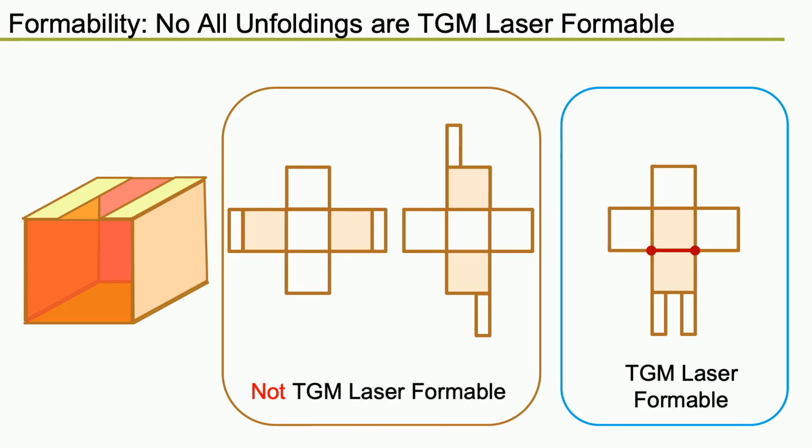Here's another example of a model similar to the cube and 3 of its unfoldings. Only the rightmost one is TGM laser formable. This observation indicates that we might need to exhaust all the unfoldings before we can conclude a certain structure is not TGM laser formable.